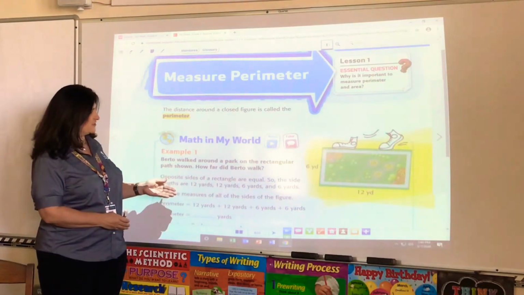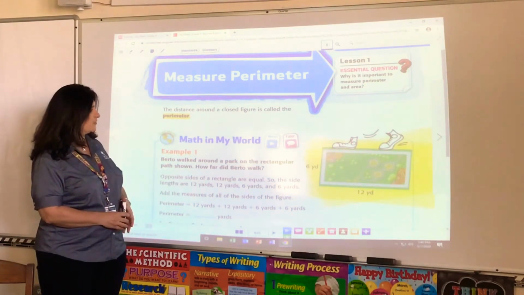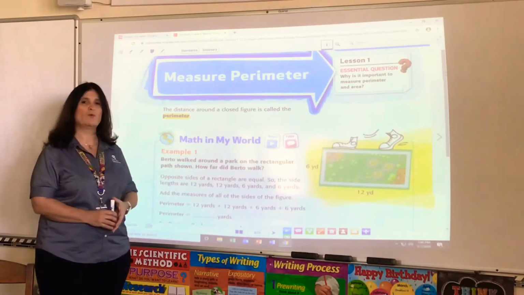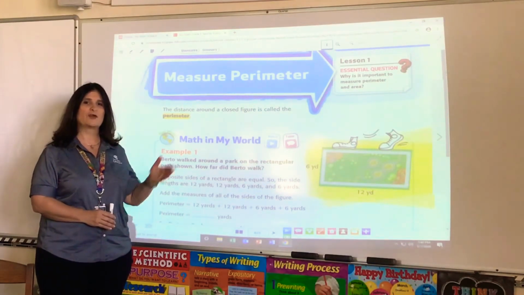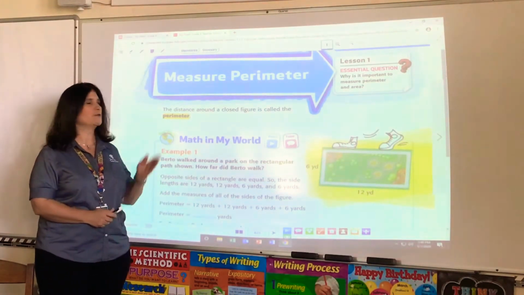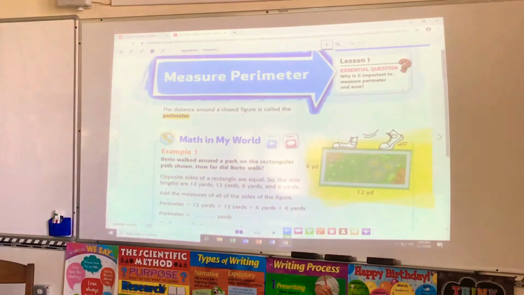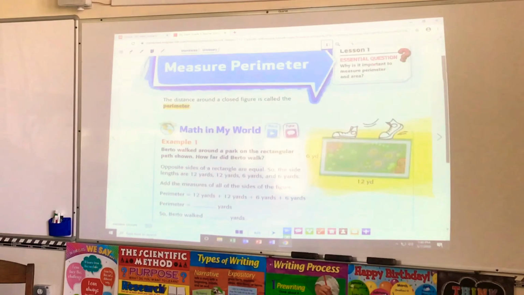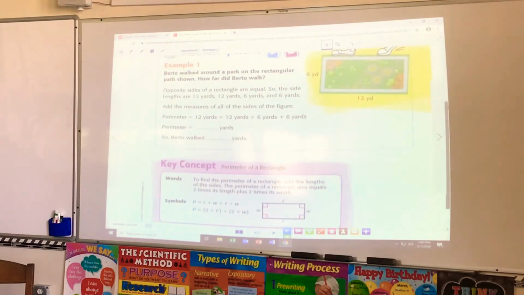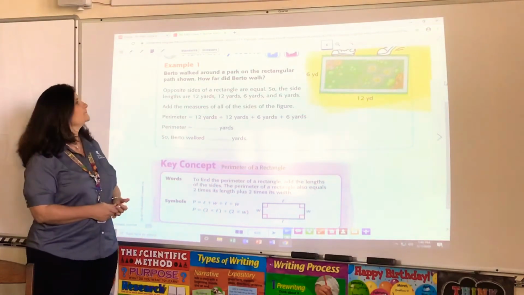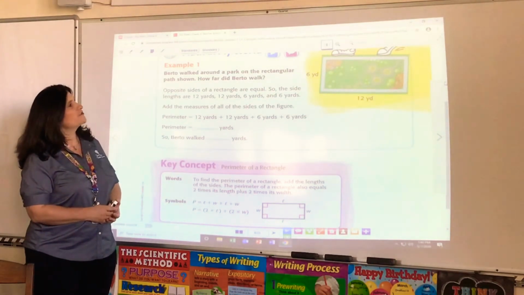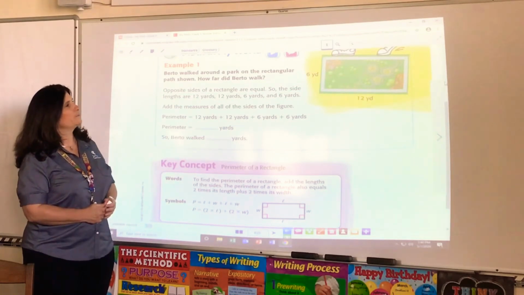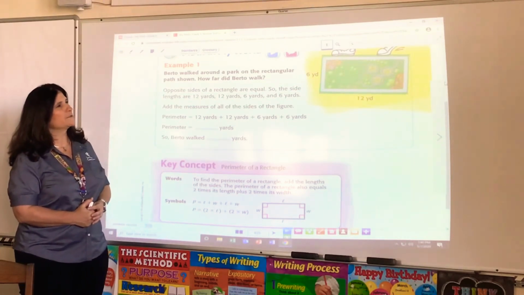So let's first get to the Math in My World and get to example 1 and use the question to help us figure out perimeter. Example 1. Berto walked around a park on the rectangular path shown. How far did Berto walk?